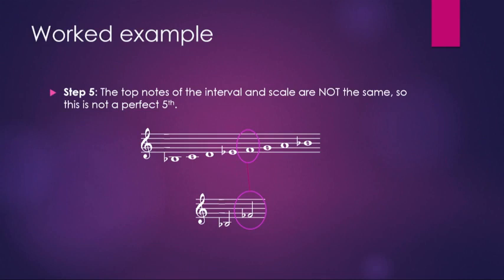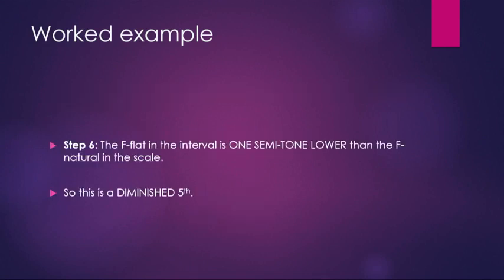So a fifth that is smaller than a perfect fifth is a diminished fifth. So we're working with a diminished fifth. See, it's quite simple to work it out. You've just got to think very carefully about what we're doing.